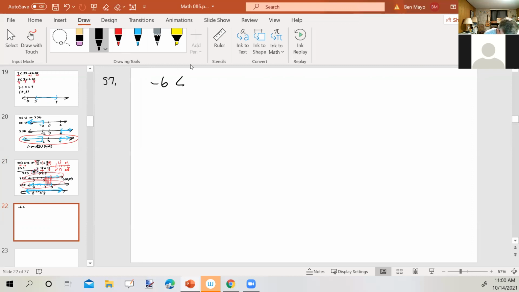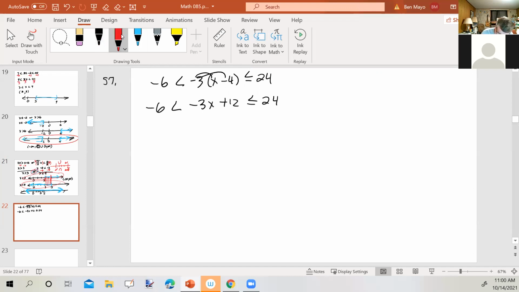-6 less than -3 times x minus 4 less than or equal to 24. So this is a double inequality. I need to solve for x in the middle. The first thing I'm going to do is distribute. So I get -3x plus 12 in the middle. Next, I'm going to subtract 12 from all 3 pieces. So I get that.